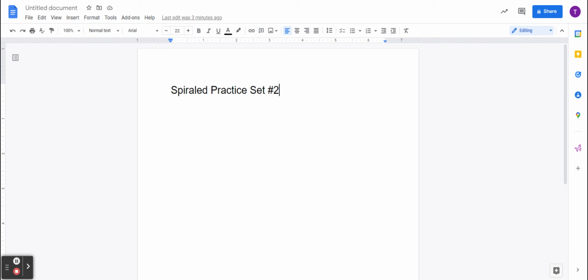8. Karen runs for 45 minutes every day. Which unit best describes the distance Karen runs each day? A, 50 kilometers, B, 5 kilometers, C, 50 meters, or D, 50 centimeters.